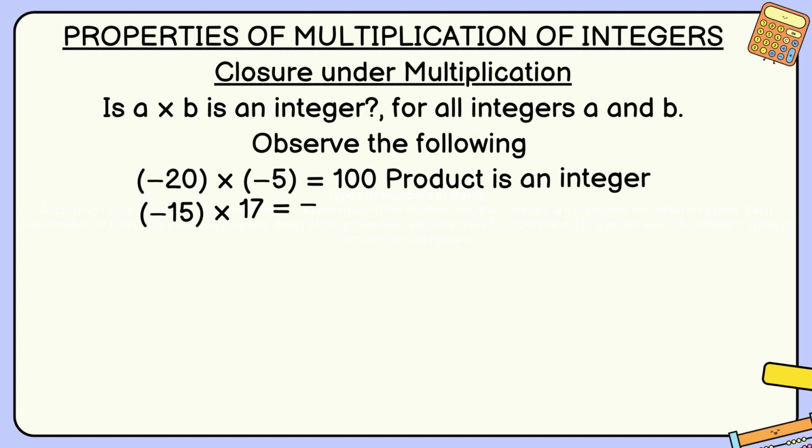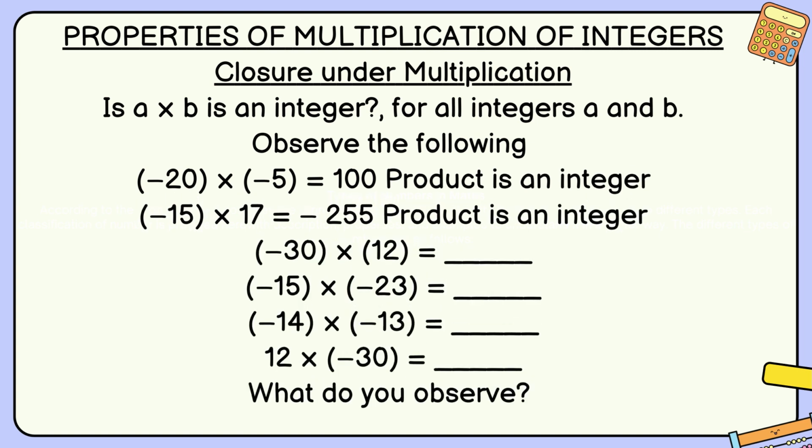Now we'll see properties of multiplication of integers. First, let us see if the product of two integers a and b is an integer. So what is minus 20 into minus 5? We know that minus into minus is plus. 20 into 5 is 100. So the product is 100, which is an integer. Second one, minus 15 into 17. Minus into plus is minus, 15 into 17 is 255. So the product is minus 255, which is an integer. From these two cases, we learn that the product of two integers is an integer.